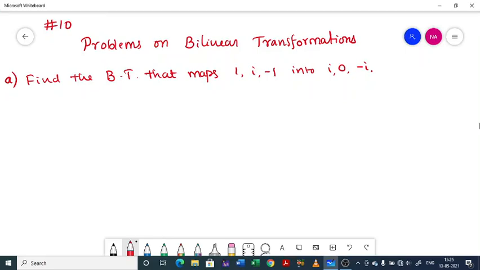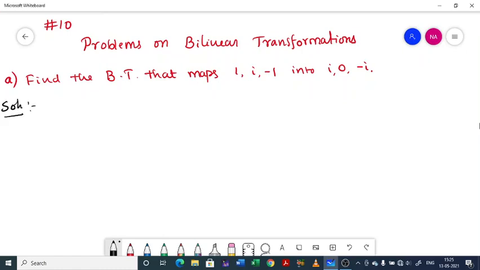Once again, welcome you all back to the discussion of complex variables, class number 10. So here we are going to discuss problems of bilinear transformations. In the previous class we have discussed what you mean by bilinear transformation and what are the steps we need to follow to determine the bilinear transformation that carries three given distinct points into three given distinct points in the W plane.